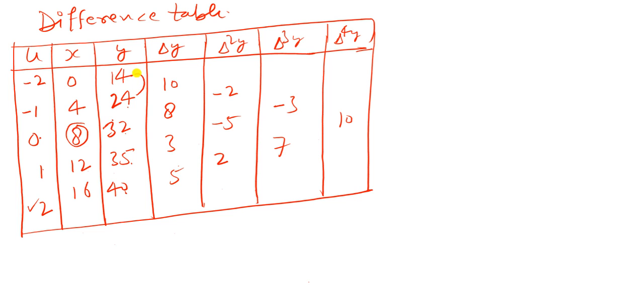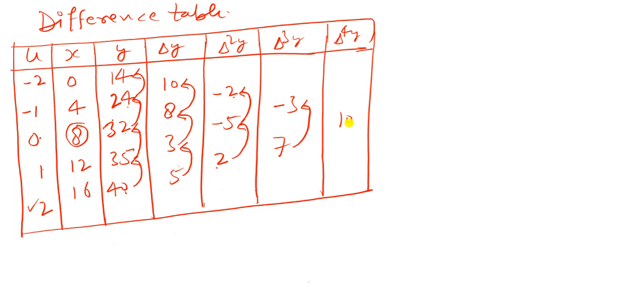Then 24 minus 14 is 10, 32 minus 24 is 8, 35 minus 32 is 3, 40 minus 35 is 5, 8 minus 10 is minus 2, 3 minus 8 is minus 5, 5 minus 3 is 2. Similarly in the third order forward difference, minus 5 plus 2 is minus 3, 2 plus 5 is 7, and 7 plus 3 is 10.